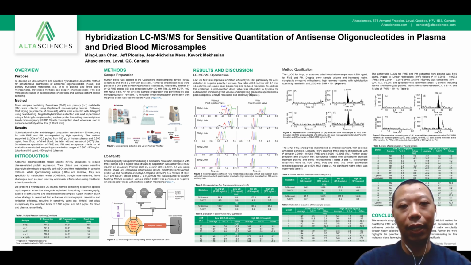Antisense oligonucleotides (ASOs) are powerful therapeutic agents that target disease-related genes. However, accurately measuring ASO concentration in biological samples is a challenge due to their low abundance and the complexities of sample matrices. Current analytical methods often lack sensitivity or require large plasma volumes, making routine monitoring difficult, especially in decentralized clinical trials where convenient sampling is crucial.